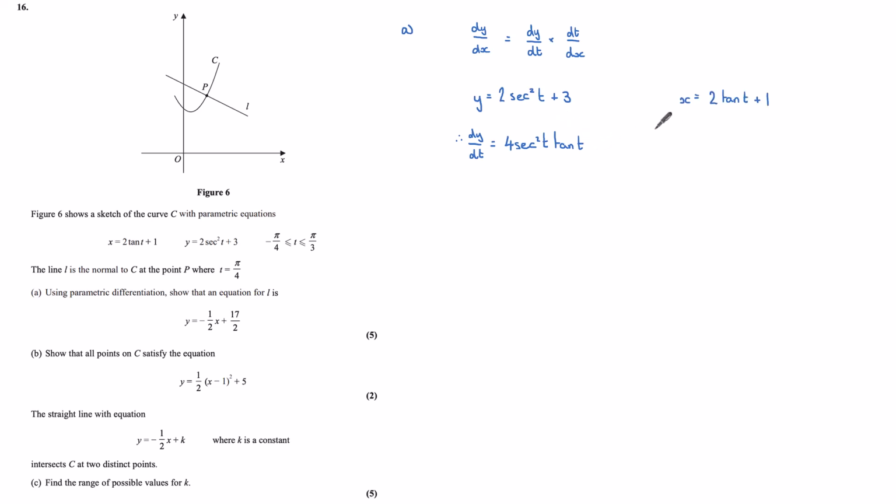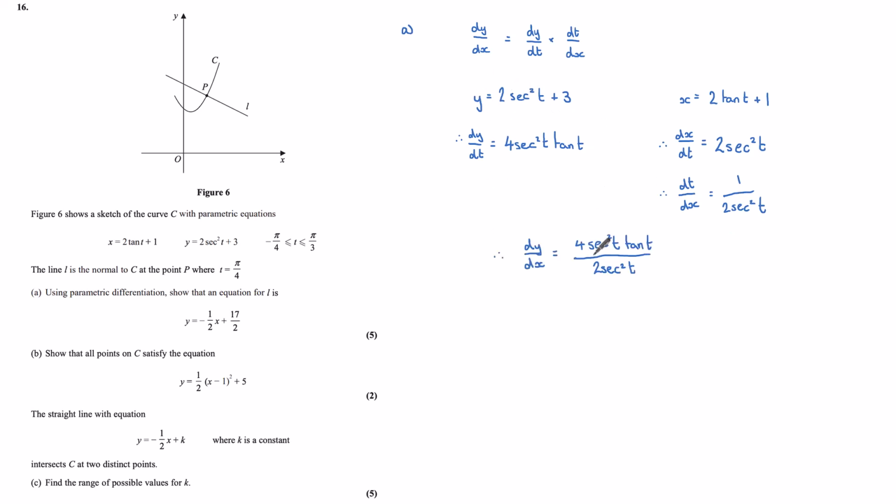I have my x is 2 tan t plus 1. Tan differentiates to sec squared. Again, the 1 is constant, differentiates to 0. I'm going to go one step further here. This is dx by dt. If I look back to my chain rule, I want dt by dx. So dt by dx is 1 over 2 sec squared t. Now I have what I need to use my chain rule.